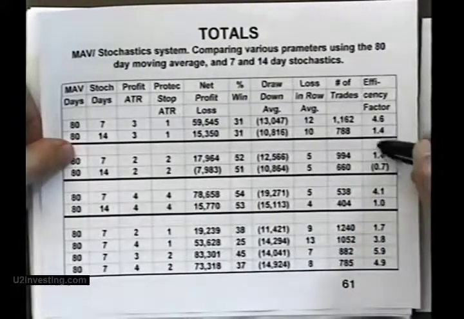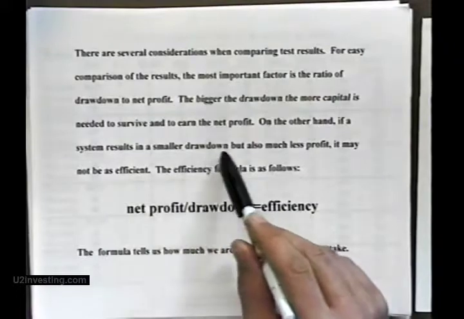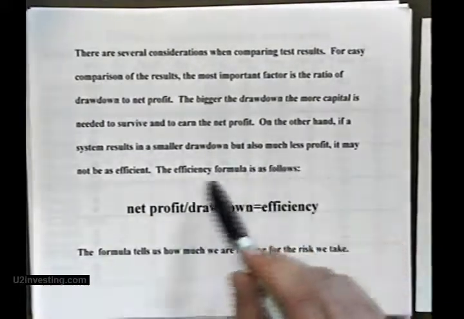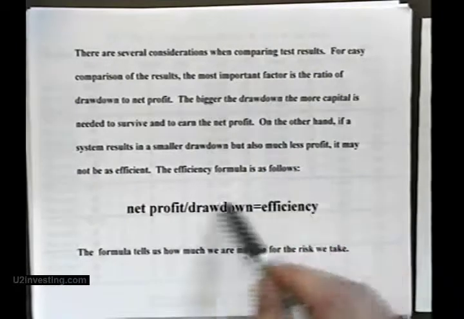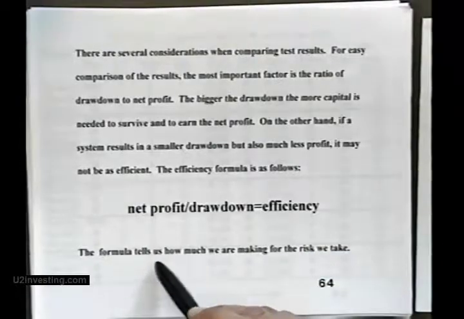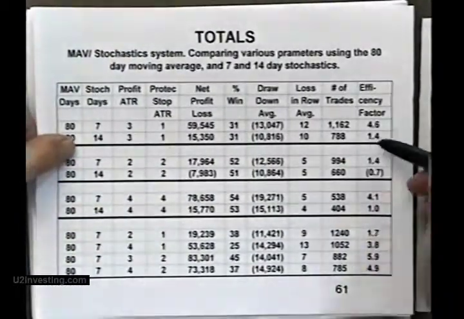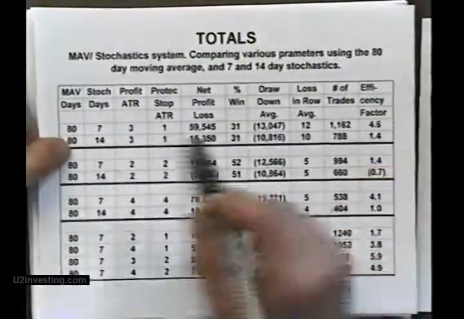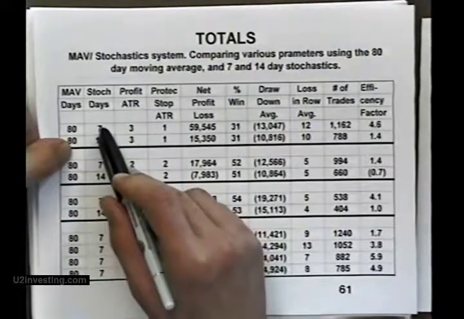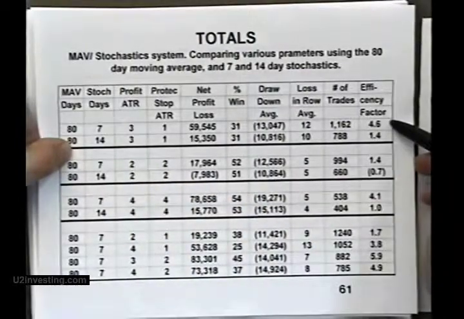And that tells us how efficient the trading is, because the bigger the drawdown, the more capital is needed to survive and to earn the net profit. On the other hand, if a system results in smaller drawdown but also much less profit, it may not be as efficient. The efficiency formula is as follows: net profit divided by drawdown equals efficiency. The formula tells us how much we are making for the risk we take. So here, the efficiency factor was only 1.4 with the 14-bar stochastic. With the 7-bar stochastic, using the same parameter, the efficiency factor was 4.6.